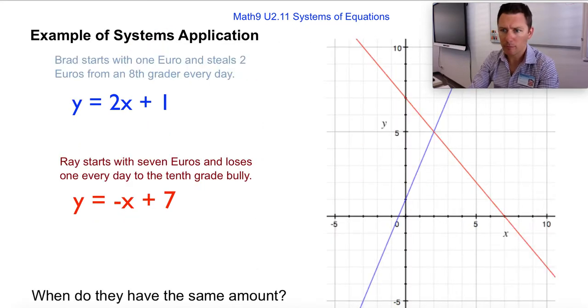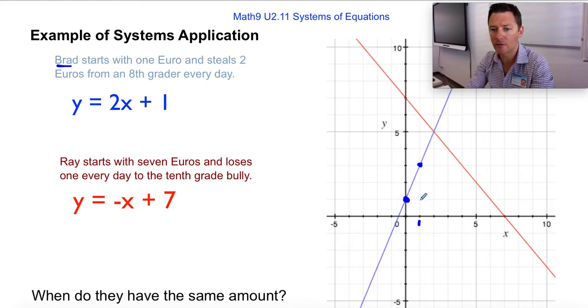So why would you do that? Well, to solve problems that involve linear relationships running into each other and being equal. So here's an idea. Brad, blue, starts with 1 euro and steals 2 euros from an 8th grader every day. It means he gains 2 euros a day. So he's starting with 1, and then every day he gets 2 more. So at day 1, he has 1 plus 2 more, so 3. At day 2, he steals 2 more, so he has 5, etc. So that's his line.